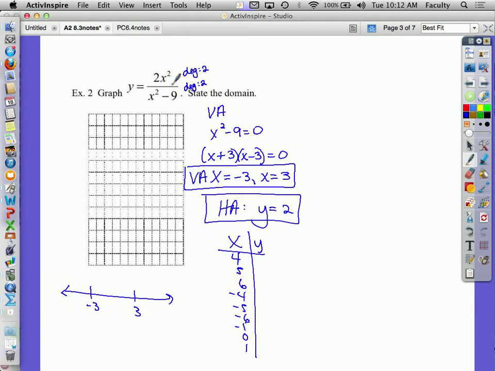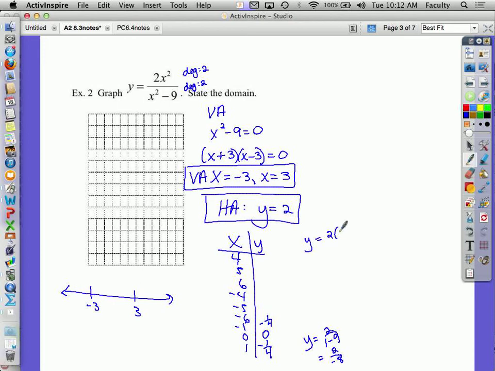I'm going to start with 0, because 0 is lovely. If I get 0 over -9, that's 0. Then let's try 1. Wouldn't that be 2 over 1 minus 9? That's 2 over -8, so that's -1/4. Now that means that -1 is going to have a -1/4. So even though that's a lot of points in my table, I still only have to come up with about half of them.